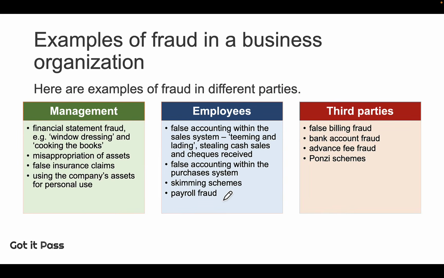So for third-party fraud against the organization, first, false billing fraud is quite straightforward: creating a bill or invoice that is not real, for sales or transactions that never happened, so the company just pays for buying nothing. It's a false billing fraud. Next, bank account fraud.